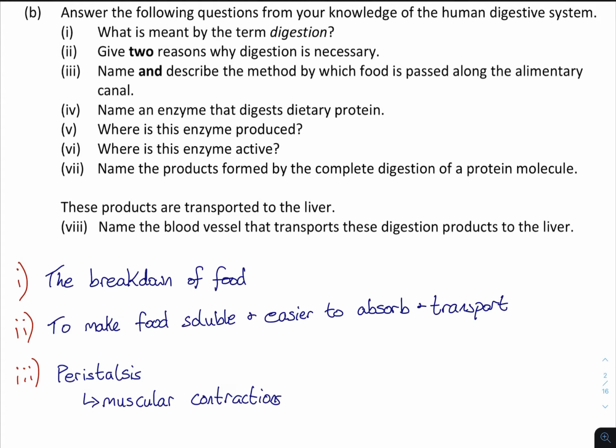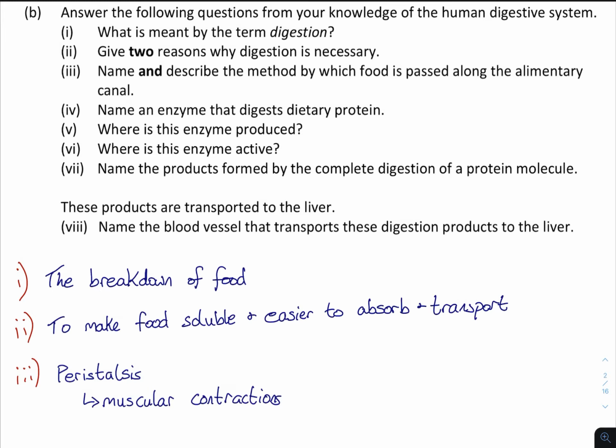Name and describe the method by which food is passed along the alimentary canal. Peristalsis is the only method. Peristalsis is muscular contractions. You particularly learn about it in the esophagus and the small intestines. It also actually takes place in the fallopian tube, for which the egg is moved along from the ovary towards the uterus.